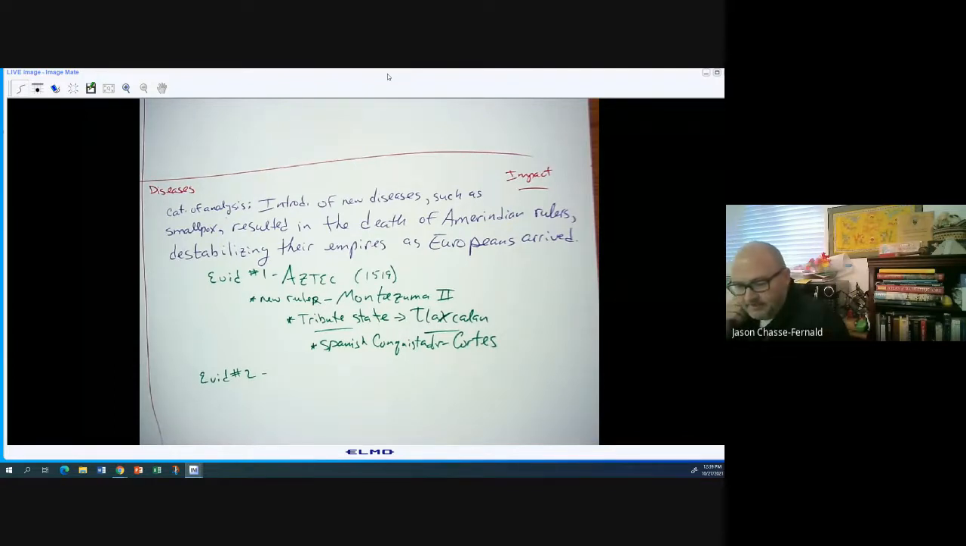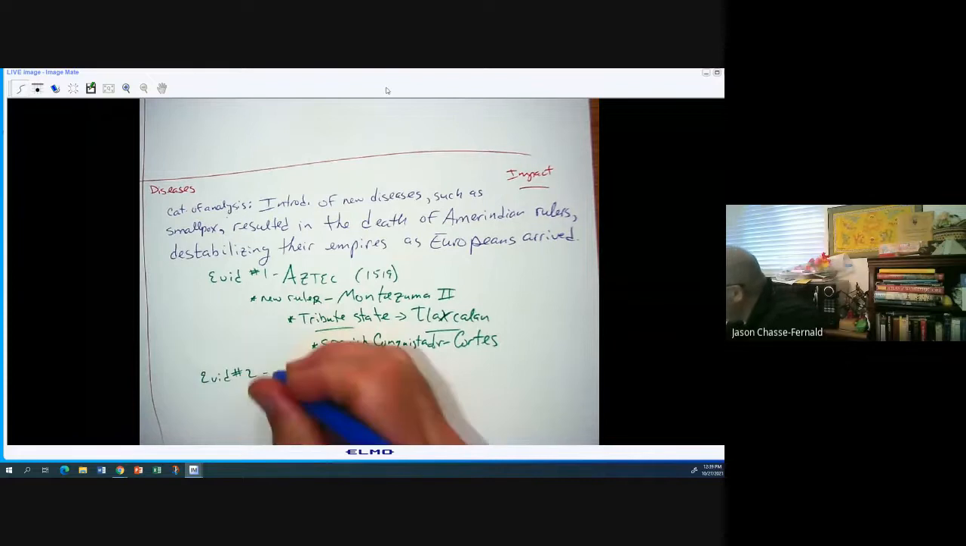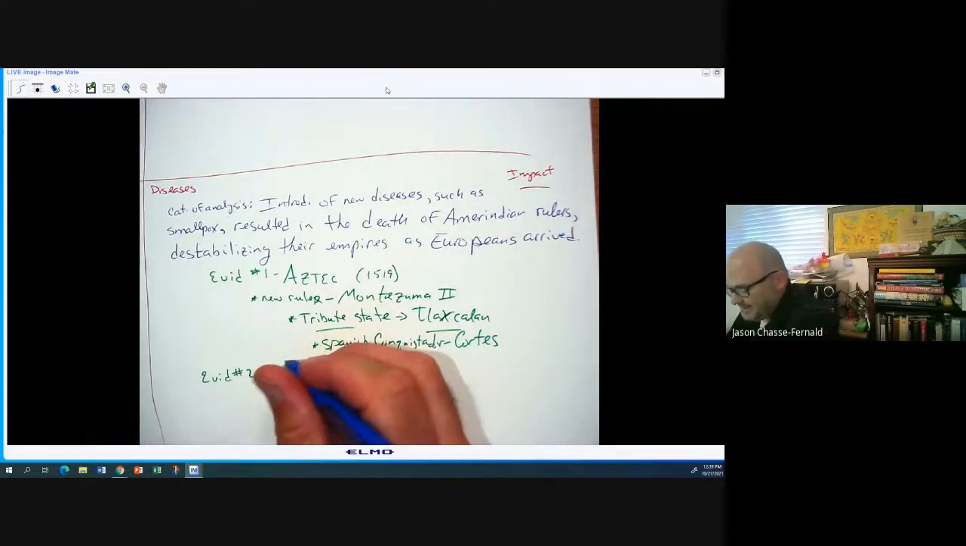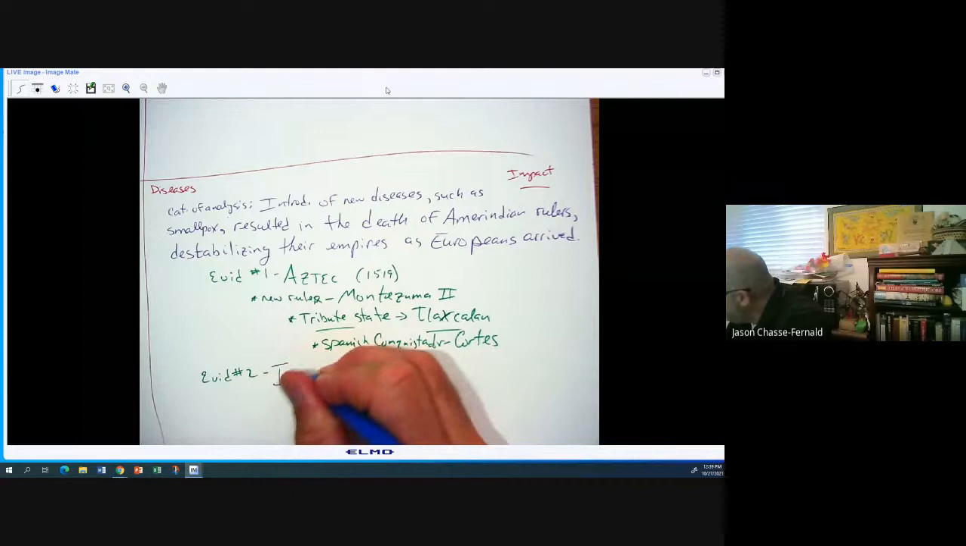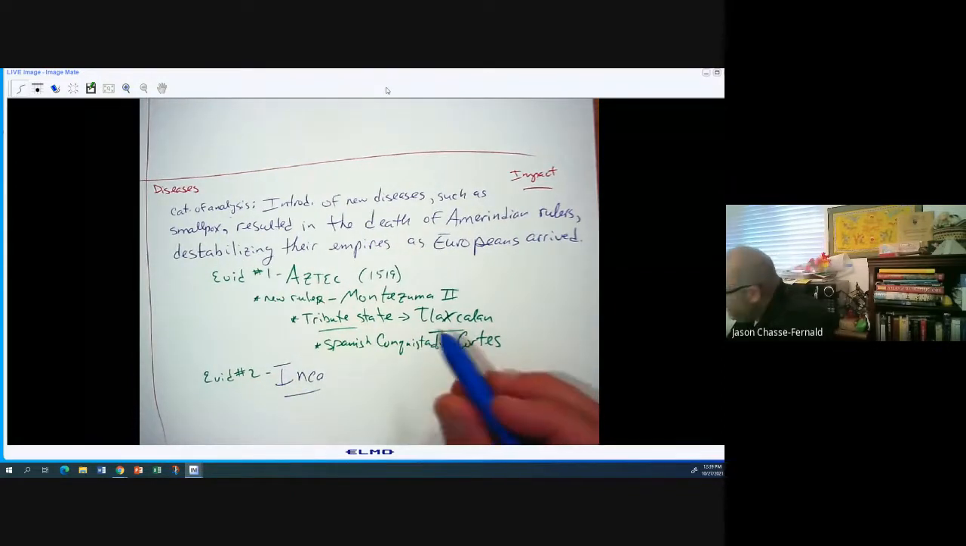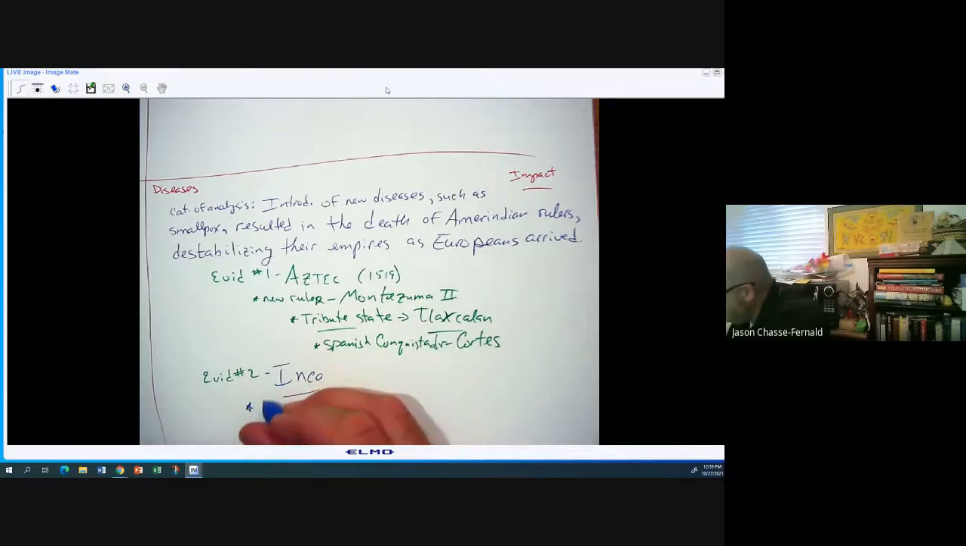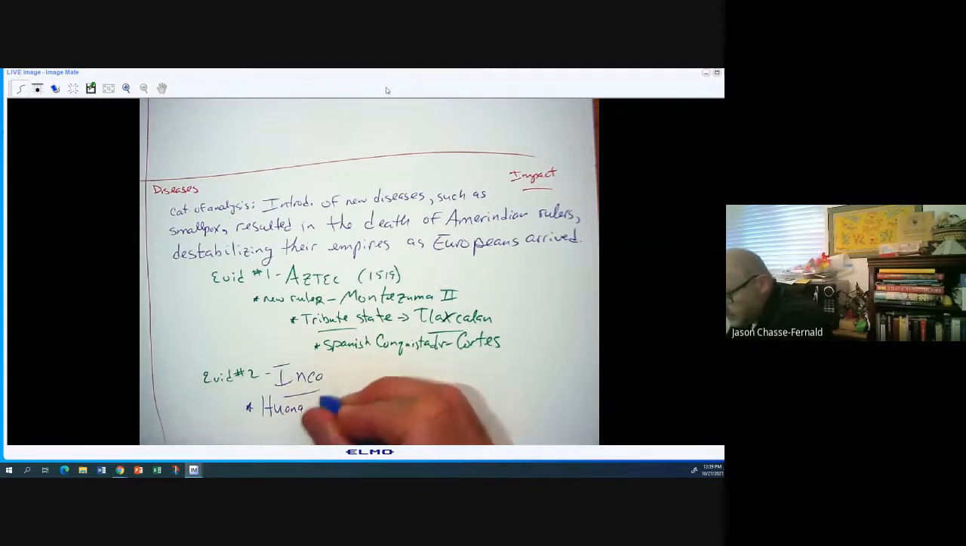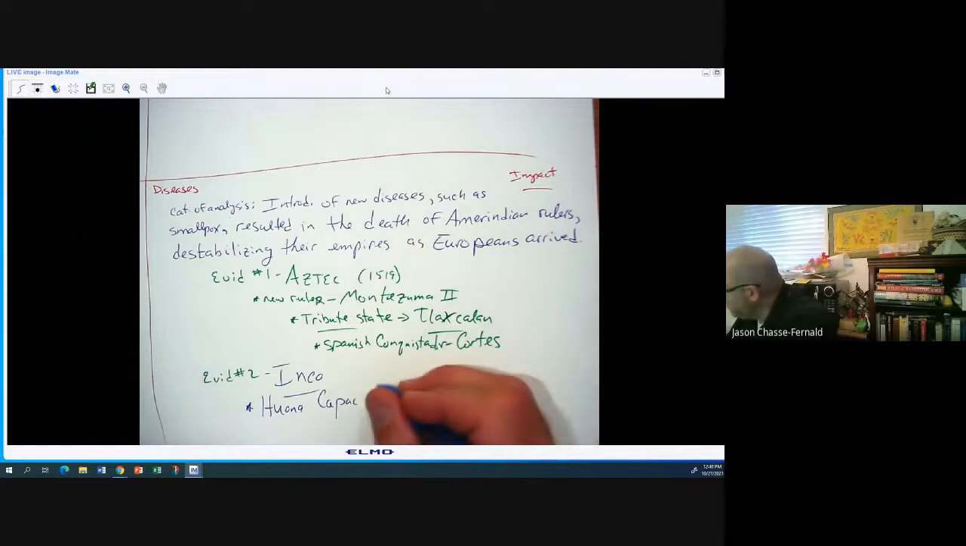In your homework tonight, your Strayer homework, he does mention the Inca, but he literally only mentions the word Atahualpa. It doesn't give you any of that story. So the second evidence given to us by John Green is about the Inca, and of course another emperor who dies, Huayna Capac, about a decade before the arrival of the Spanish.